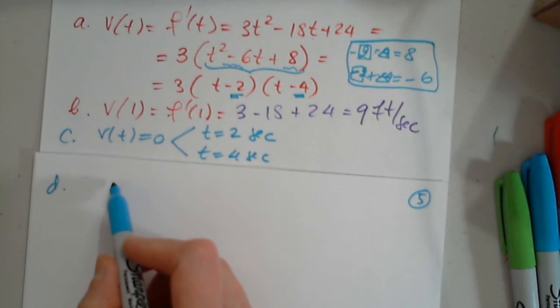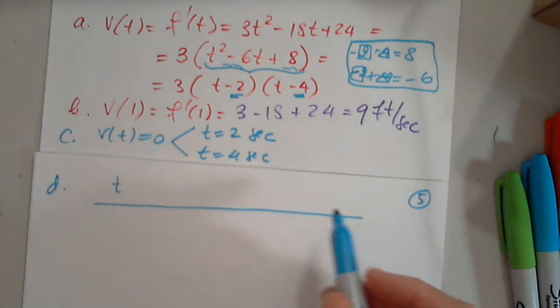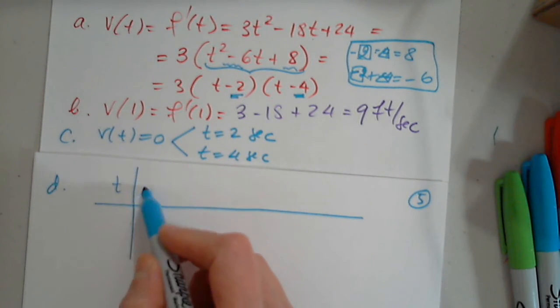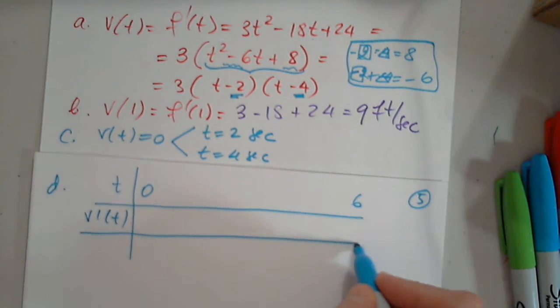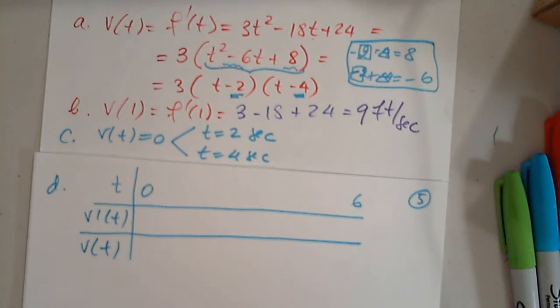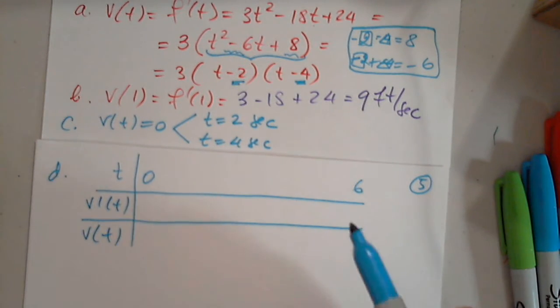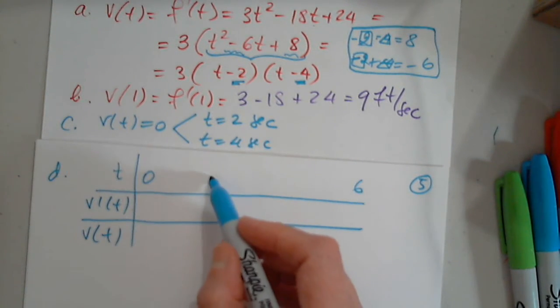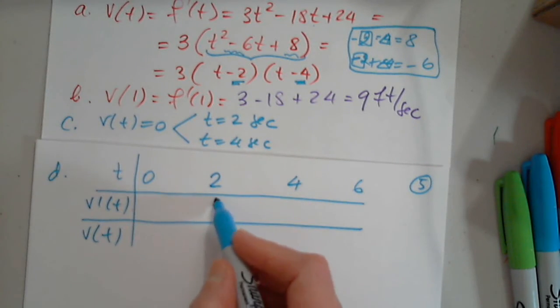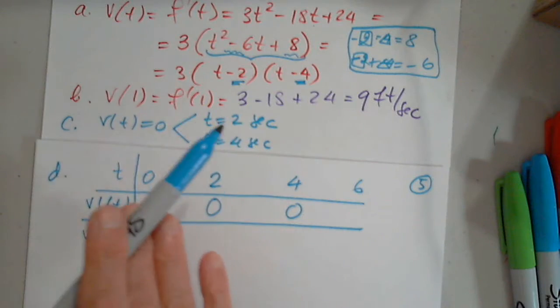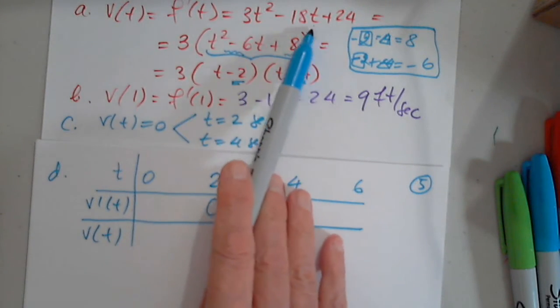So I'm going to use the 0 to 6. So v prime of t and v of t if we need it. So we know that v of t is 0 at 2 and 4. Both of them are in this interval. So v prime is 0. And now I have to study the sign of this derivative.